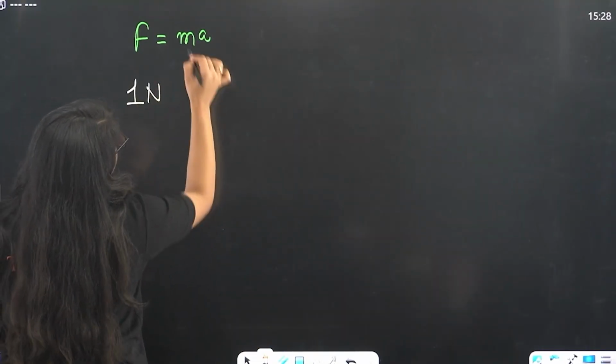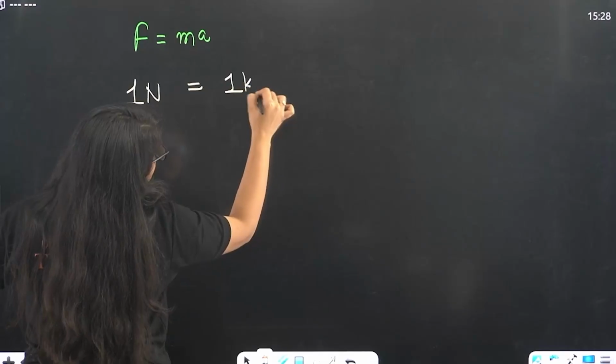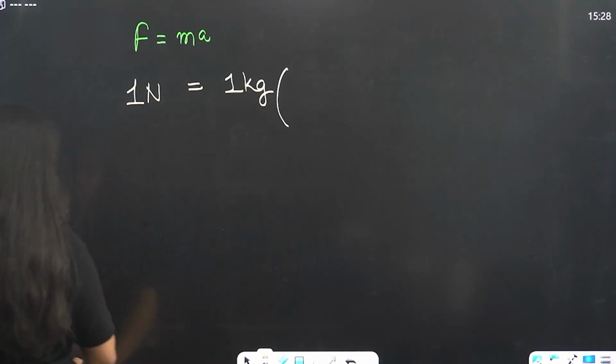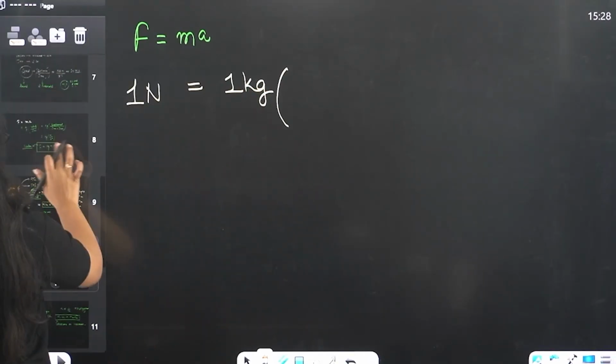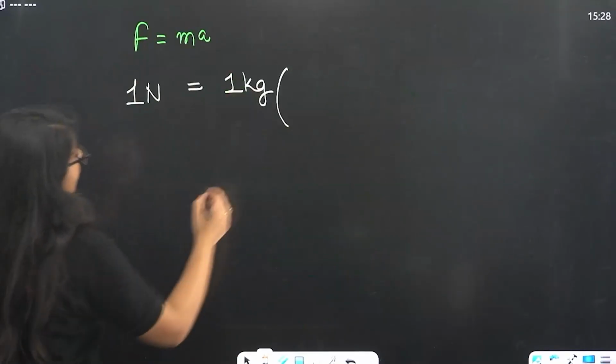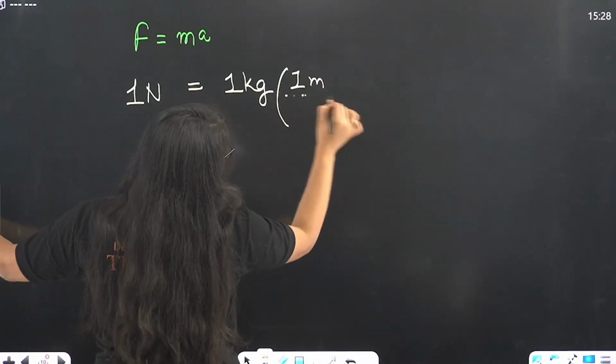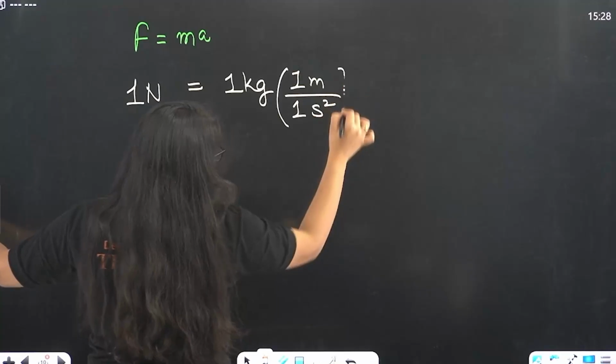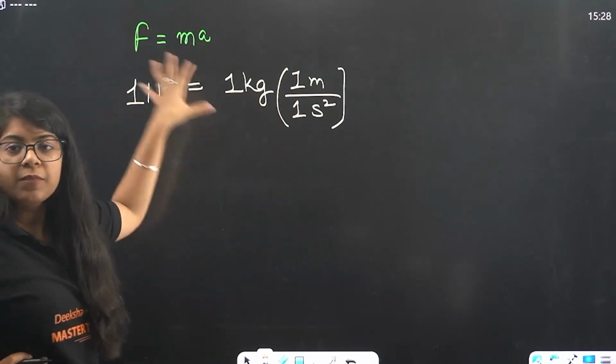Right? And this mass is what? 1 kg. Acceleration we just saw before. We did this before, right? Acceleration was what? Meter per second square. So write it down: 1 meter by 1 second square. This makes sense. This whole thing makes sense.